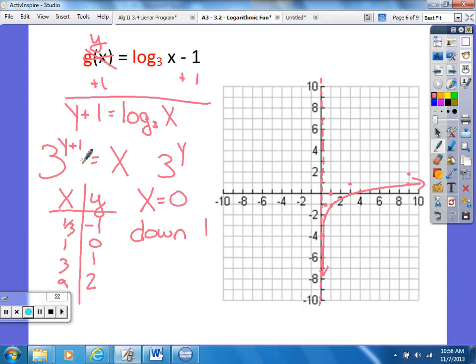So what if there had been a number on the outside for some reason? Plus 2. Let's pretend there was a plus 2. That would actually do what to the graph? Move it right here. That's all you think about.